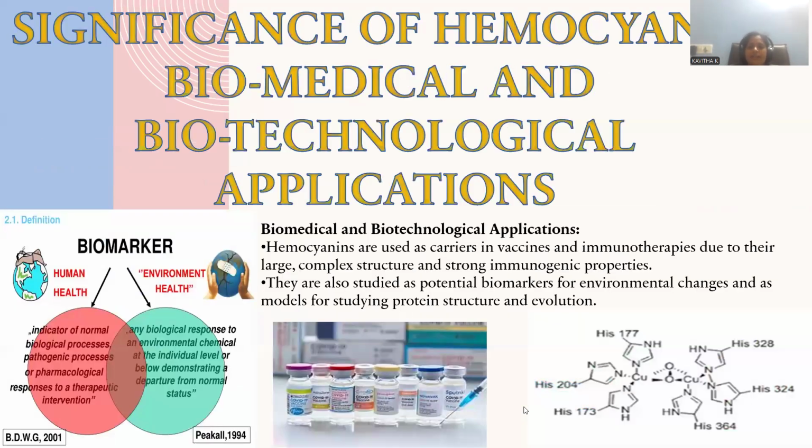And biomedical and biotechnology applications are also very effective applications of the significance of this hemocyanin. Hemocyanins are used as carriers in vaccines and immunotherapies due to their large and complex structures and immunogenic properties, right? So they obviously exhibit immunogenic activity. That is the reason why they accompany sensitive vaccines in order to eradicate diseases. Lifelong, vaccines will be injected into different age groups, different phases of life. Hemocyanin is developing immunity protection within the organisms, and is also a carrier for various vaccines.